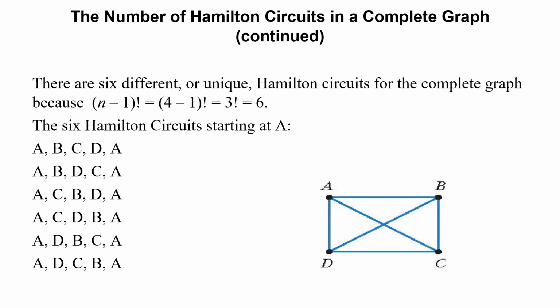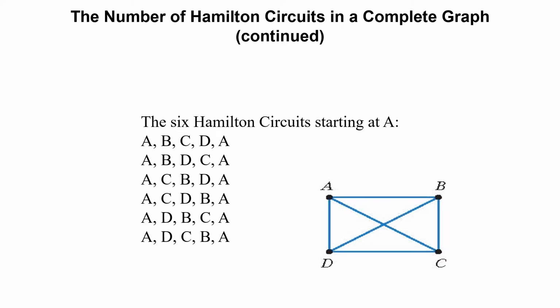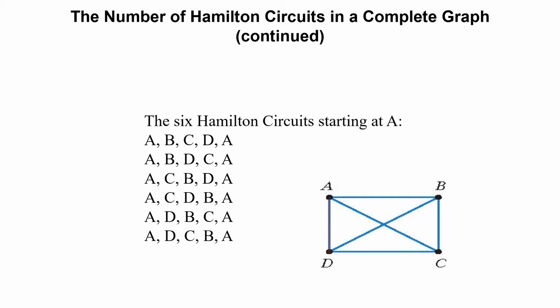Now we chose A as our starting and ending vertex. So these are the 6 Hamilton circuits, and let's see what they are. So the first one, now the second one, now the third one, now the fourth one, now the fifth one, and then the last one.